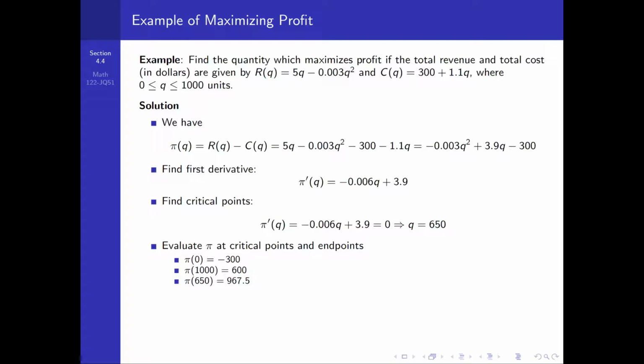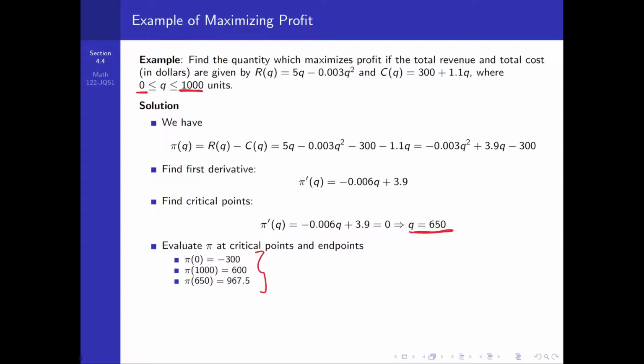Okay, from here, I take my critical point. In this case, I only have one of them. And I take the endpoints of the interval that I'm looking at, so that's 0 and 1,000. And I take those 3 points and plug them into my profit function pi, which I'm doing down here. And I see what the output is at each of those 3 points.